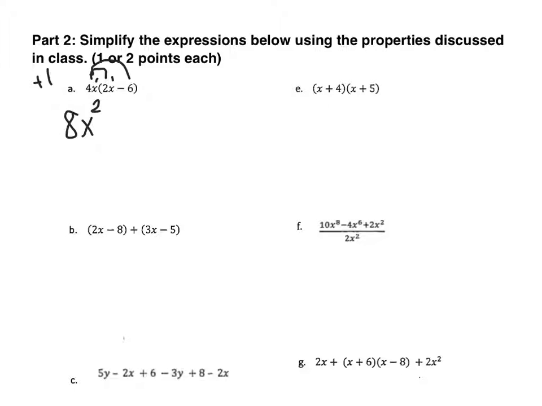4x times negative 6 is just negative 24x. You cannot combine those because they're not like terms. An x squared cannot be combined with an x to the first.